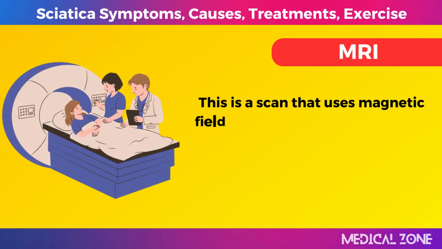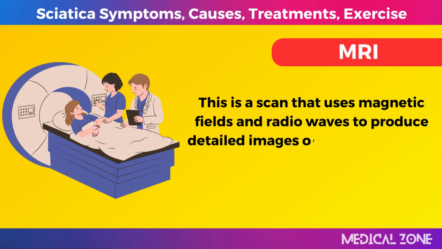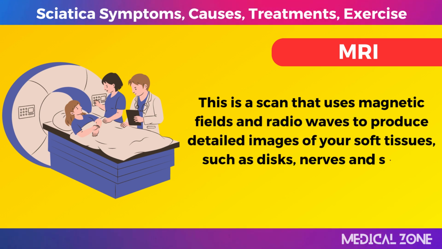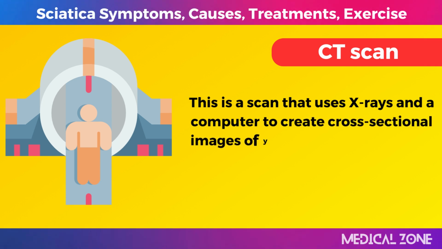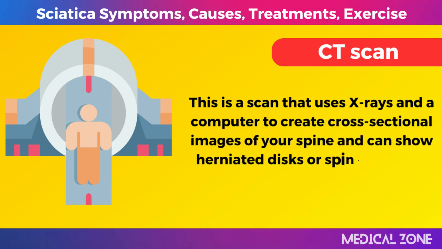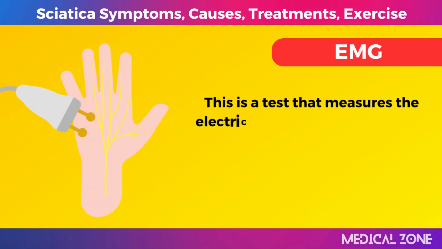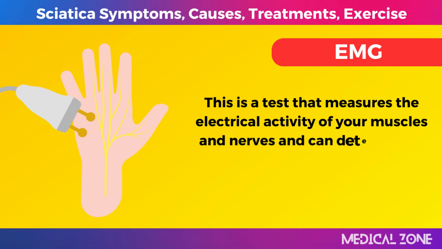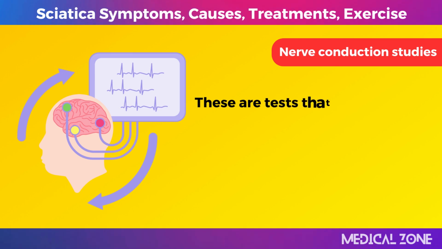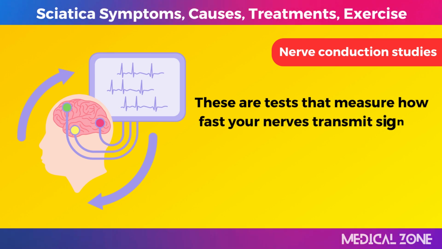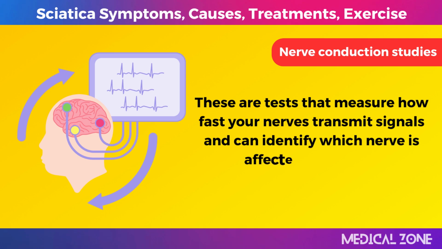MRI. This is a scan that uses magnetic fields and radio waves to produce detailed images of your soft tissues, such as discs, nerves, and spinal cord. CT scan. This is a scan that uses X-rays and a computer to create cross-sectional images of your spine and can show herniated discs or spinal stenosis. EMG. This is a test that measures the electrical activity of your muscles and nerves and can detect nerve damage or compression. Nerve conduction studies. These are tests that measure how fast your nerves transmit signals and can identify which nerve is affected by sciatica.